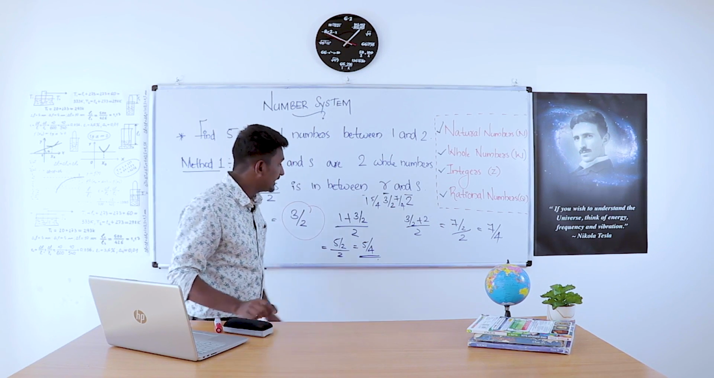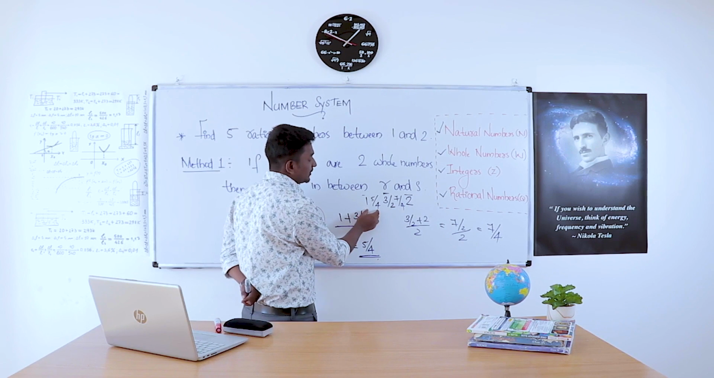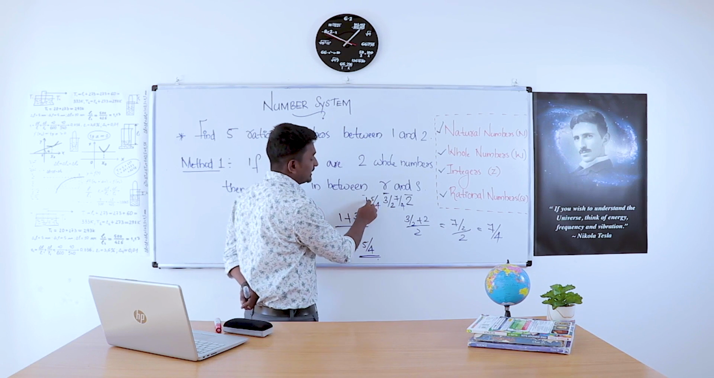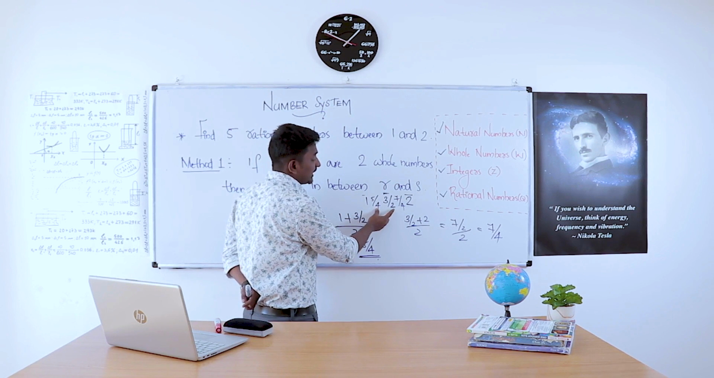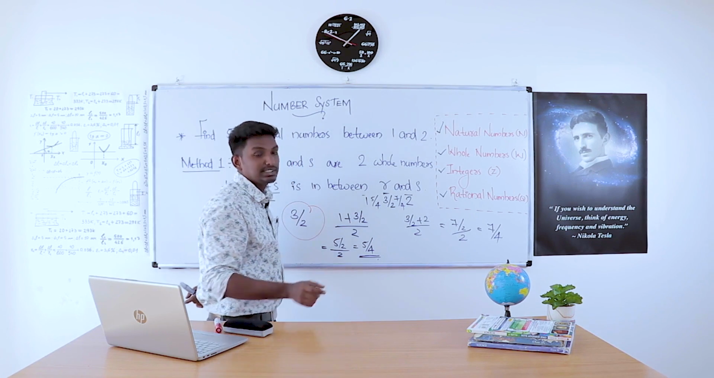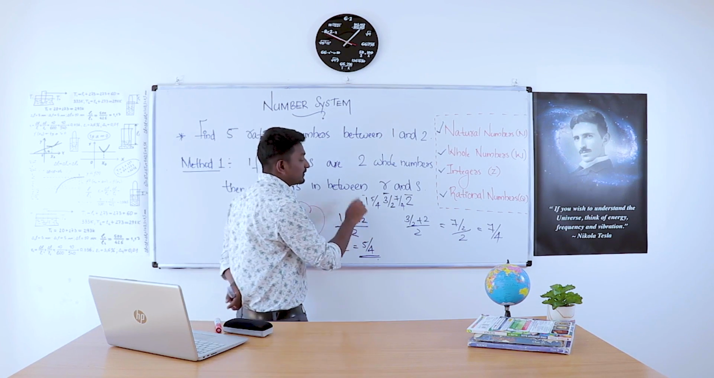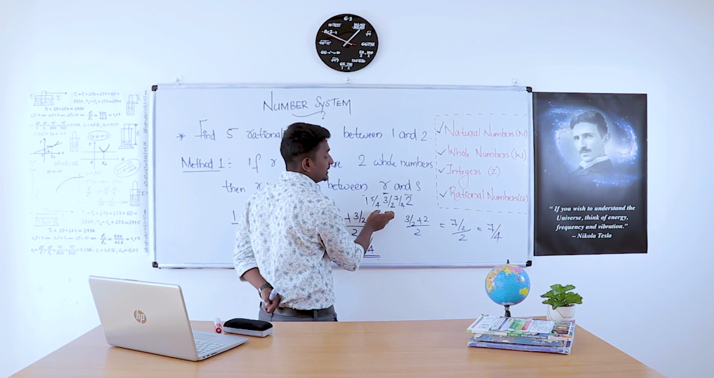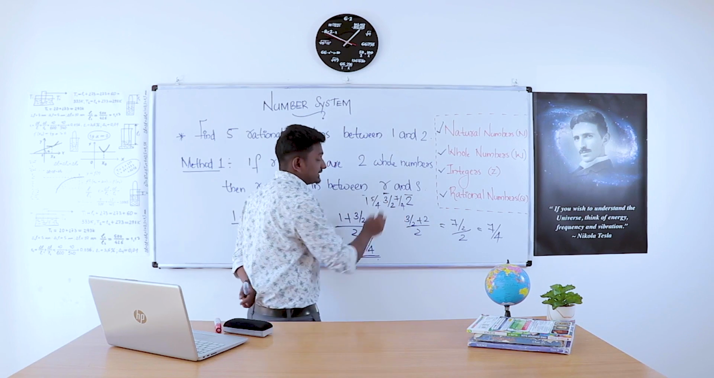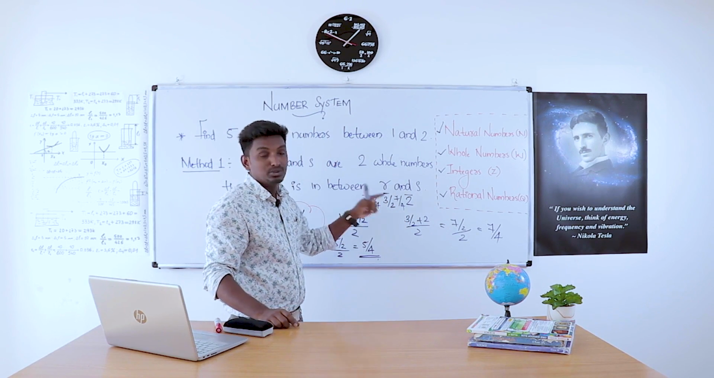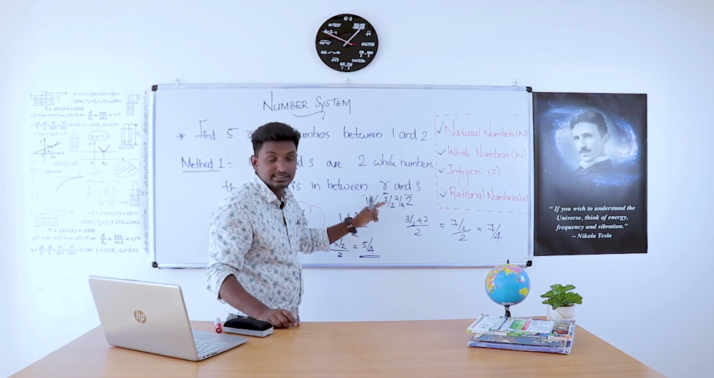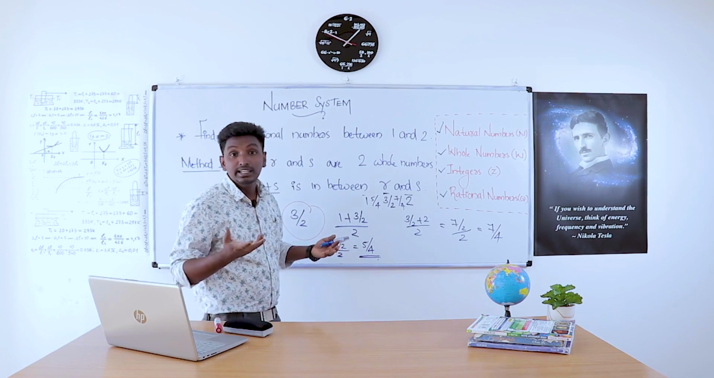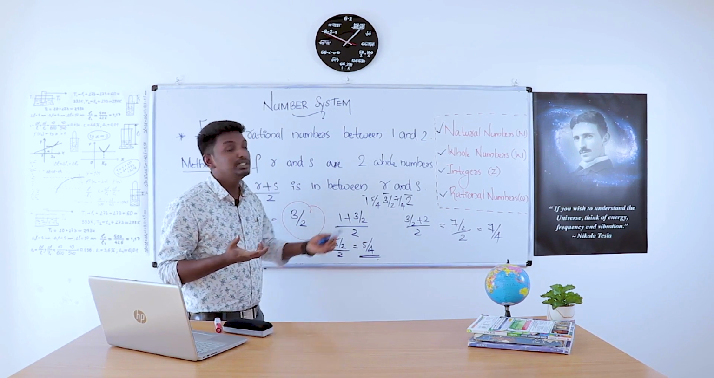Again, we can consider 1 and 5/4 as two numbers. Then (1 + 5/4) divided by 2 gives a rational number in between 1 and 5/4. Then consider 5/4 and 3/2. Then (5/4 + 3/2) divided by 2 gives a rational number between 5/4 and 3/2. Then consider 3/2 and 7/4. Then (3/2 + 7/4) divided by 2 gives a rational number in between 3/2 and 7/4. Again, continuing this process, we get infinite number of rational numbers between two numbers.